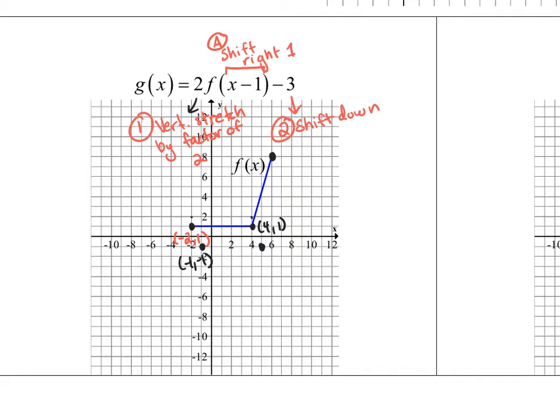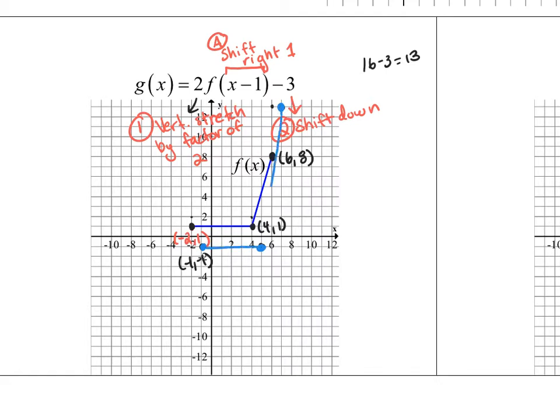But where we're really going to see something happen is at this piece up here, which is at (6, 8). So I'm going to double 8, which takes me to 16. I can't actually put that on my graph, but then I'm going to shift down 3. So 16 subtract 3 is 13. And I can fit that, so that would be right here, and then shift right 1. So here are my 3 new points.